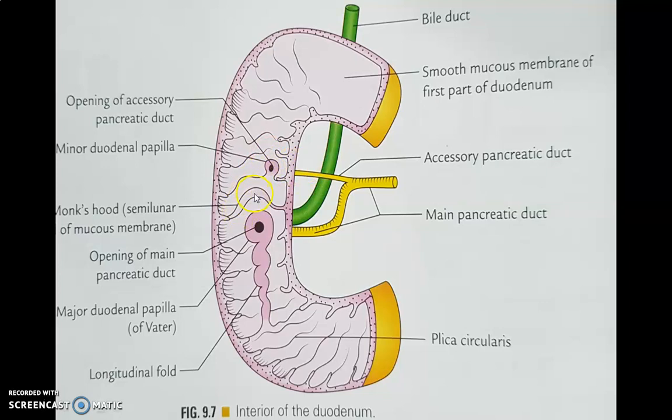You can see one semicircular mucosal fold, called plica semicircularis, which is present just above the opening of the major duodenal papilla, and the fold is like a monk's hood. This is called plica semicircularis. A longitudinal mucosal fold runs from the major duodenal papilla in the second part of duodenum. This is called the plica longitudinalis. So we covered the interior of duodenum.